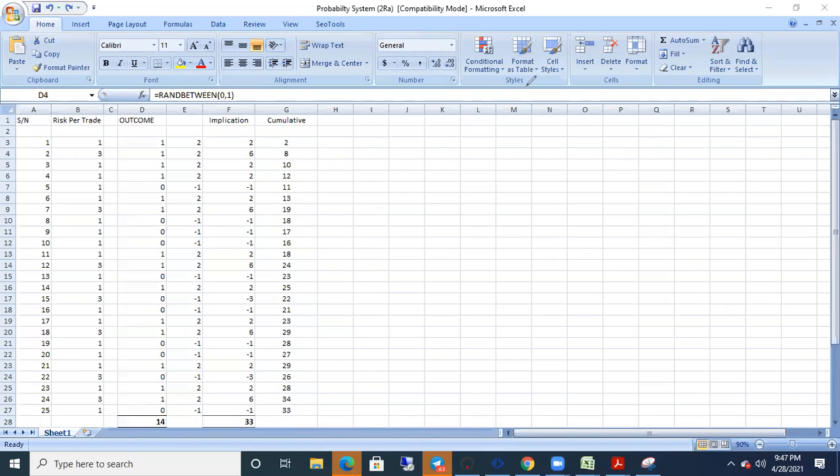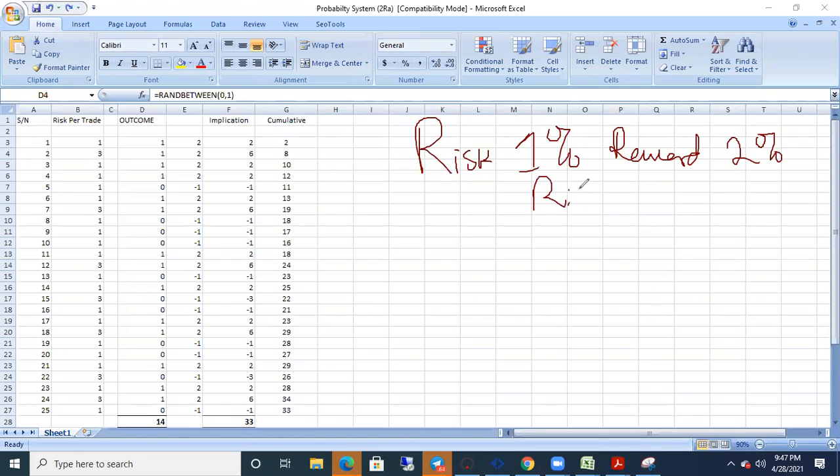And by 1:2, I mean that for every trade you take, let's say you risk 1%, then your reward will be 2%. So your risk to reward is 1:2. That's what we're saying. So we're going to run a 2-step rinse and repeat. That's what we're going to do.